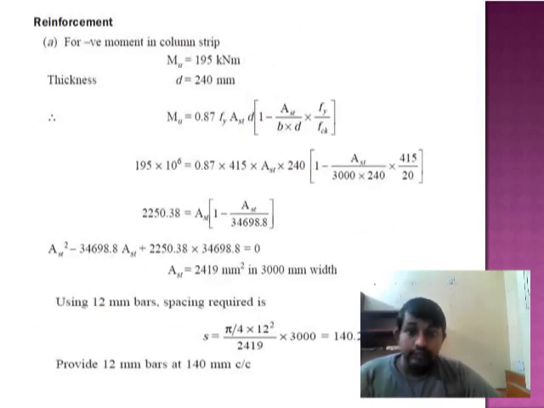Now we are going to calculate the reinforcement. For negative moment in column strip, moment is 195 kilonewton meter. Thickness is 240 mm. So Mu equal to 0.87 fy Ast d into 1 minus Ast fy by b d fck. From that we calculate Ast, and we get Ast as 2419 mm square in 3000 mm width. Using 12 mm bars, spacing is nothing but pi by 4 into 12 square by 2419 into 3000, which is nothing but 140 point something mm. So we are providing 12 mm bars at 140 mm center to center.